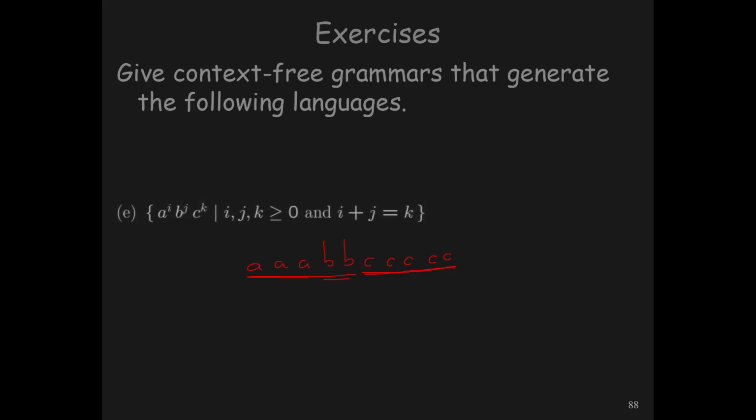This is the thing with context-free grammars. Usually you're going from outside in, but you just have to determine where to make the cuts. So in this case, you can make a cut here and here, okay? So you have 3 A's and 3 C's, and then you can have 2 B's and 2 C's. Okay? So this gives us insight into how to formulate the grammar.